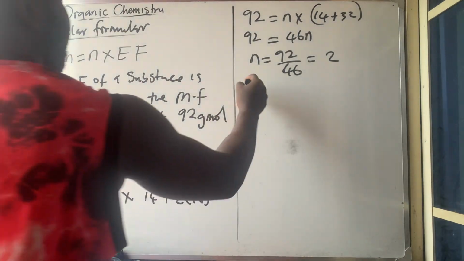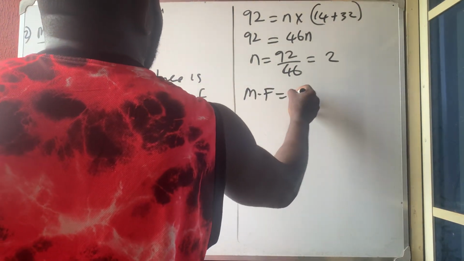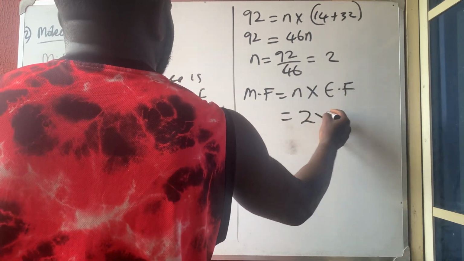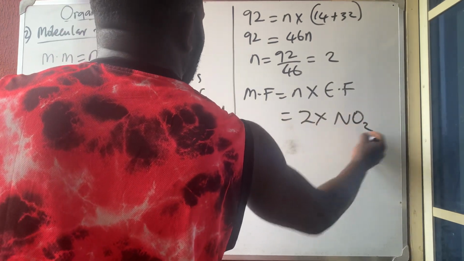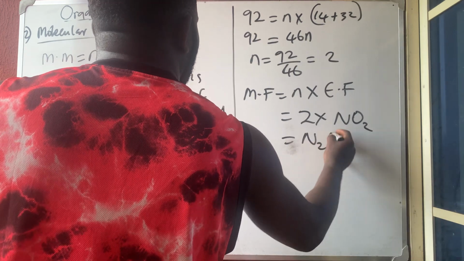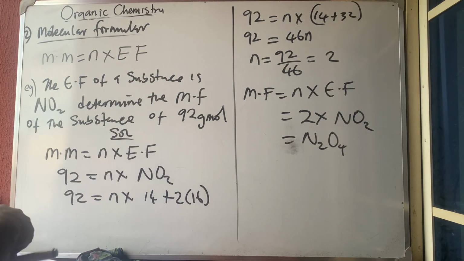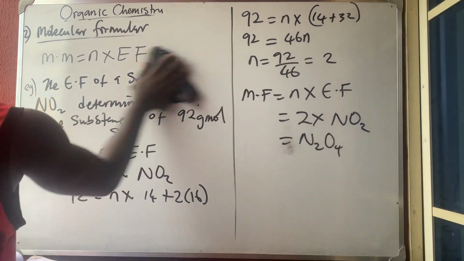I've gotten my n. Therefore, the molecular formula is N times the empirical formula, which is 2 times NO2, which is N2O4. That is the molecular formula. N2O4. So another example.